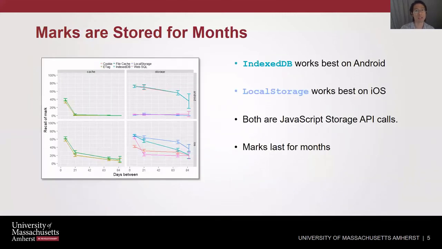The first thing we looked at is how long these marks are actually stored. On Android, the indexedDB function, which is a JavaScript storage function, lasts for several months. The x-axis here is about 3 months. And on iOS, there's local storage, which also lasts for about 3 months on many of the devices. These are both JavaScript calls, as I said, and these are useful for this kind of marking.